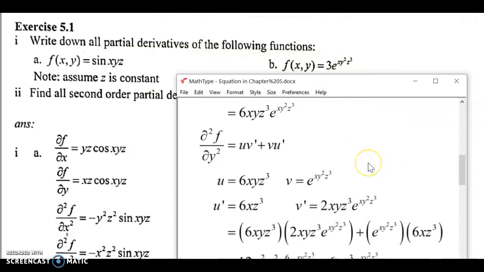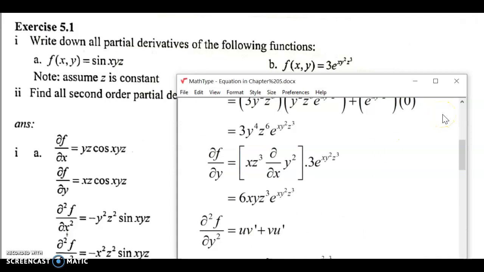Right, that's it. That is the idea on how to conduct partial derivative.